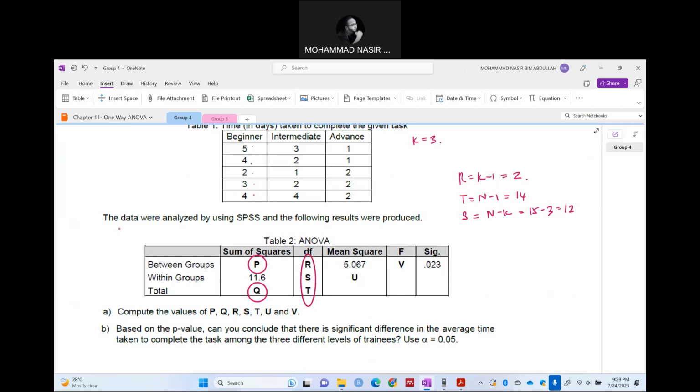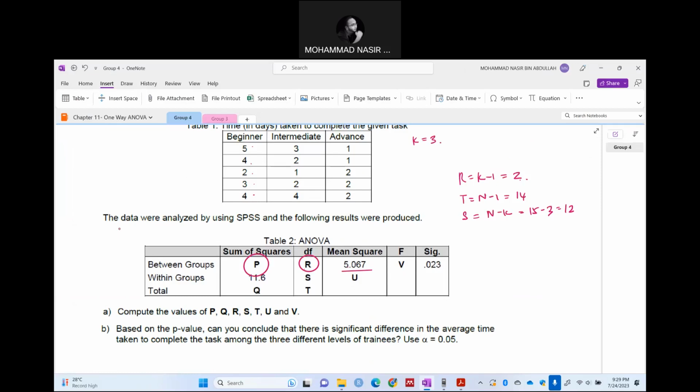So let's look at what information is given first, okay? What information can we get easily without manual calculation? You see, we have the mean square error here, and the mean square between group, mean square treatment. And we also know the value of R, which is equal to 2. To get the mean square between group, it is the sum of square between group divided by degree of freedom. So to get the sum of square, we reverse it, manipulate it back.